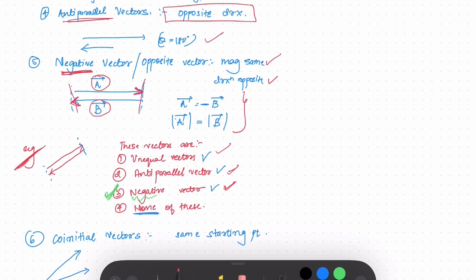Now what are you going to choose out of all four? Which is the most specific one? Is every negative vector an unequal vector? Yes. But is every unequal vector a negative vector? No. Unequal vectors can have different magnitudes as well, so this is not a specific term for this. If I have to choose something very specific for this situation, when they have exactly equal magnitude but opposite directions, then we are going to go with negative vectors because they perfectly satisfy the definition of negative vectors. So the answer for this is going to be negative vectors.